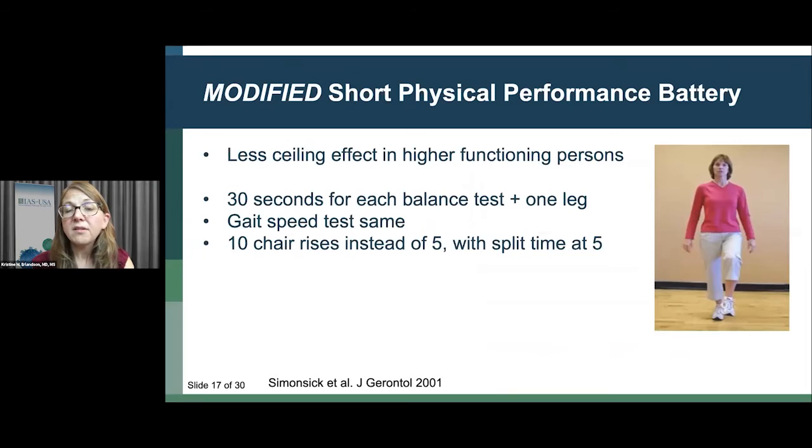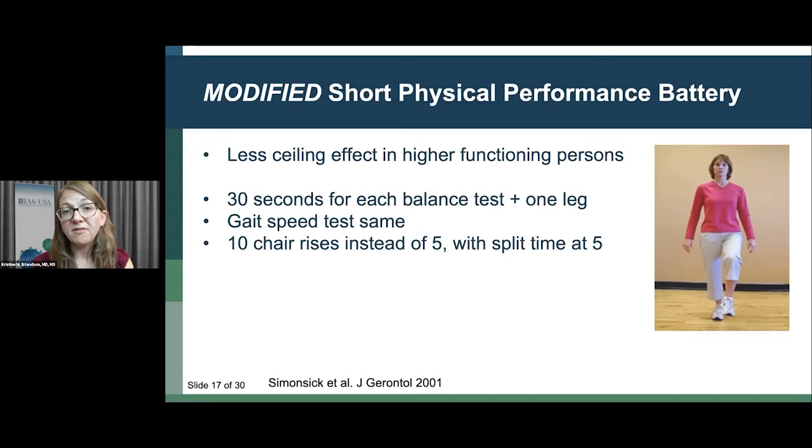There's also a modified version of the short physical performance battery that can be very useful in higher functioning individuals to separate out that perfect score of 12 a bit more. This expands the balance test by adding 30 seconds instead of 10 seconds for each test. And then the final part of the balance test actually adds a one-leg chair stand time for 30 seconds.